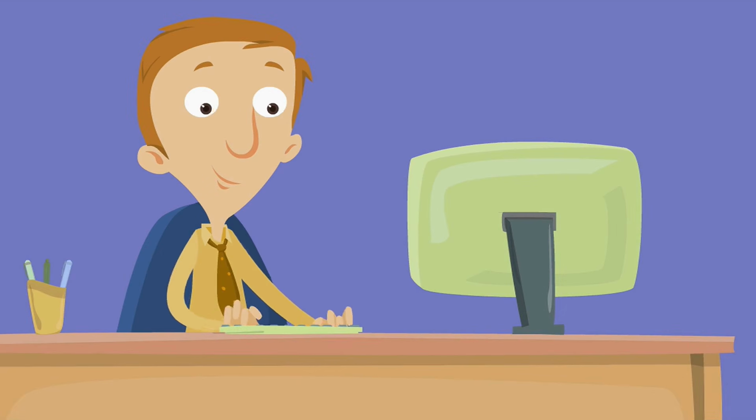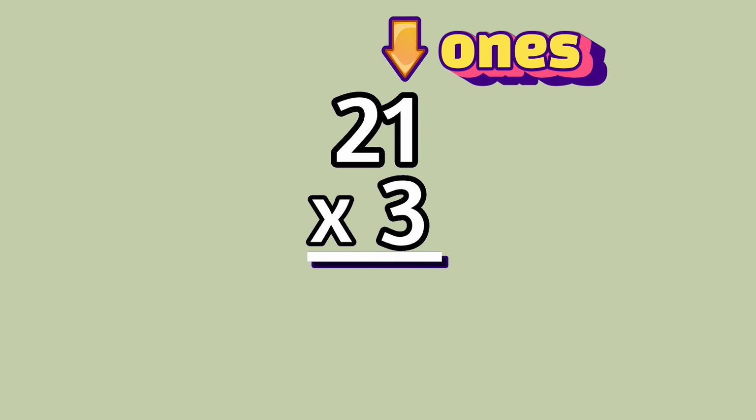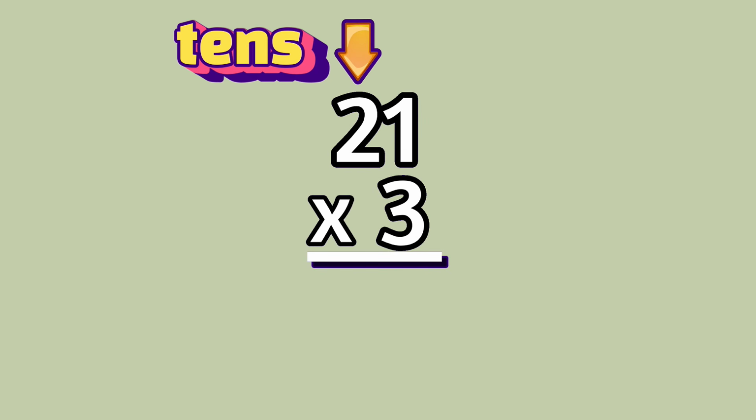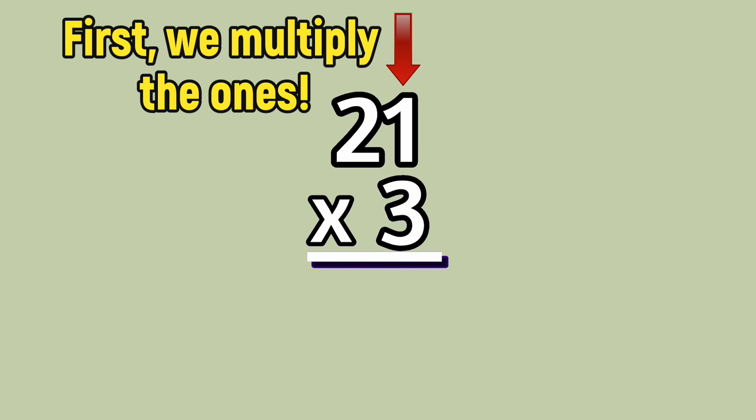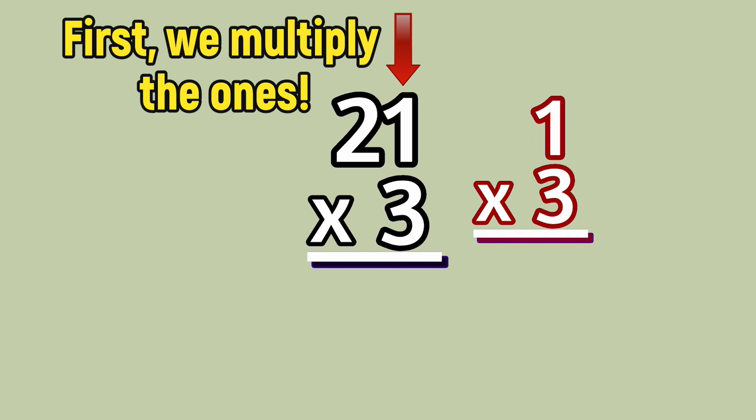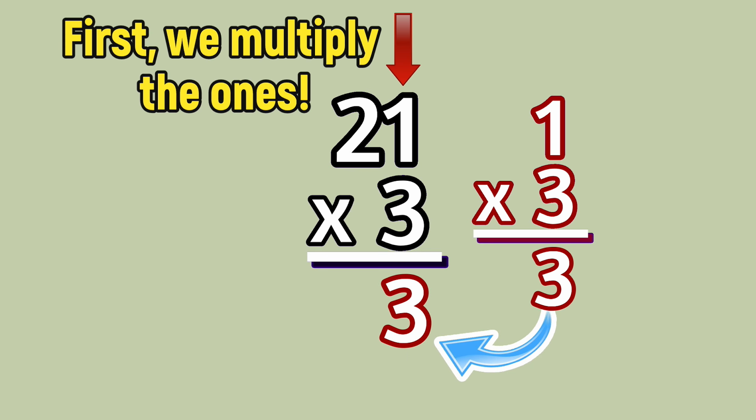Now let's try a few more to get used to this process. Here we have 21 times 3. We have the 21 on the top and the 3 below it. It's lined up by place value. The 1 and the 3 are in the ones place. The number 2 is in the tens place. First, we multiply the ones, so we'll multiply 1 times 3. What is 1 times 3? Yeah, 3. We'll put the number 3 here under the ones because we were multiplying the ones place.